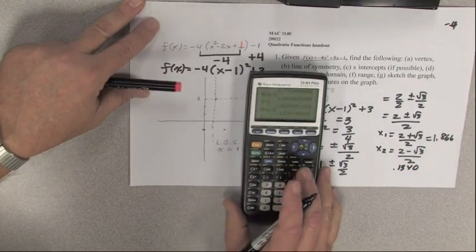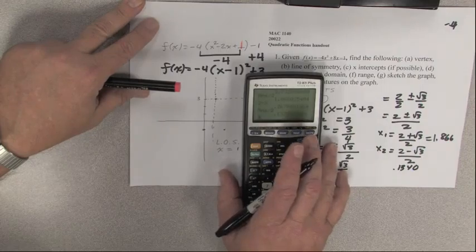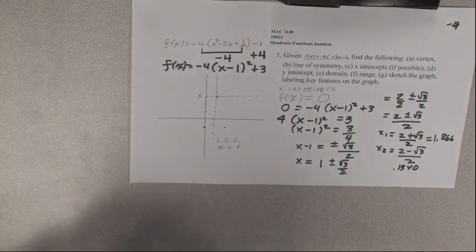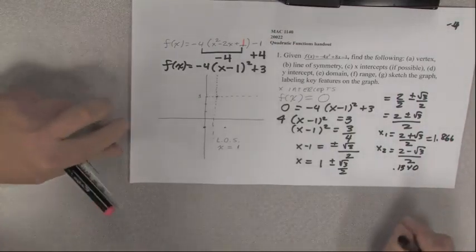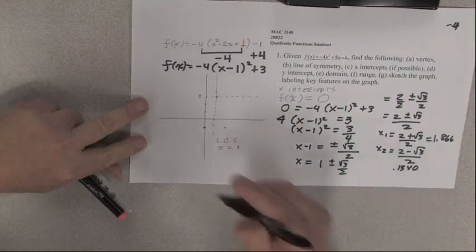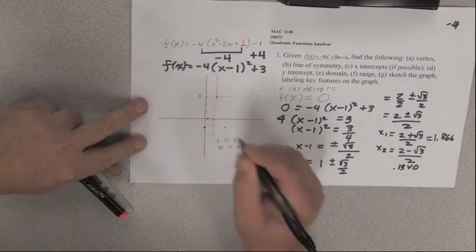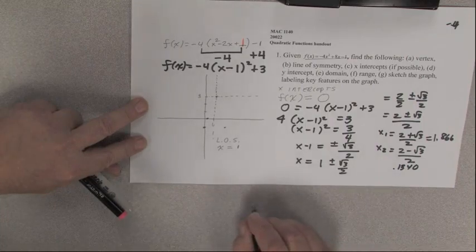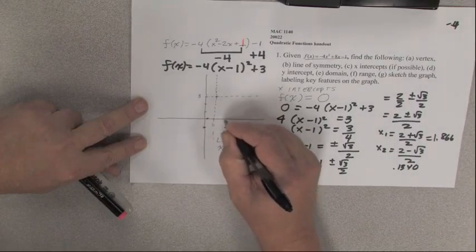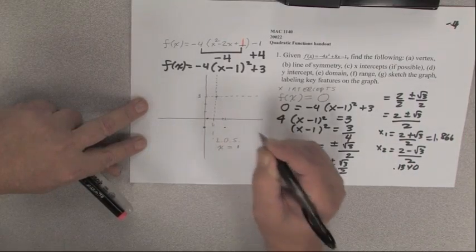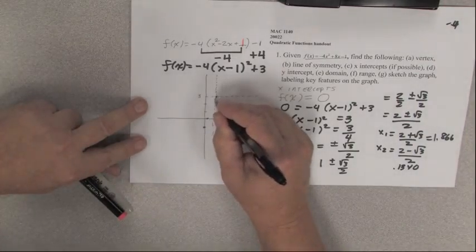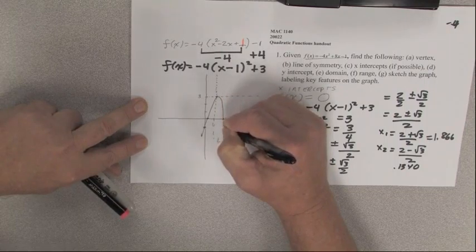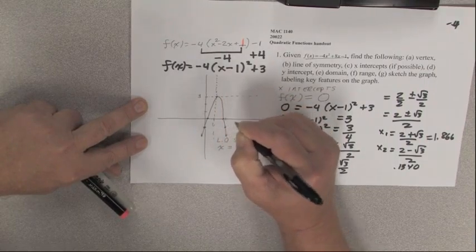Now knowing these points will help us in sketching the parabola. So our parabola must go through the points 1.866 and 0.1340. So right here, there's my x-intercept there, and my other x-intercept is 1.8. So if that's 1 and that's 2, then 1.8 would be about there. So knowing those points allows us to get a more accurate sketch of our quadratic function. We can go through the x-intercepts and then come up with a good sketch.